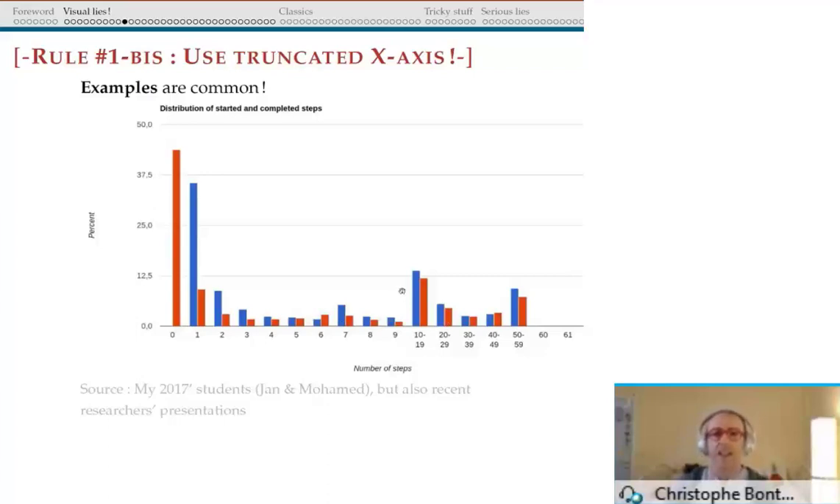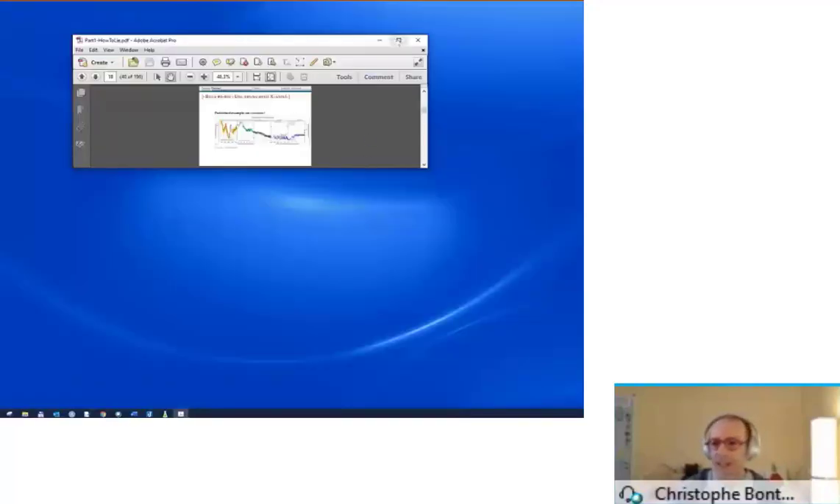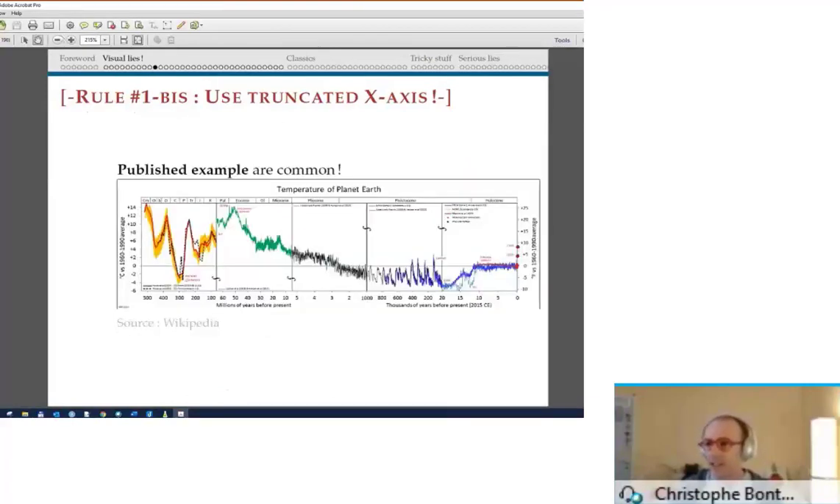There are some common examples, and it's good that Alberto Quero mentioned the Earth's temperature, and here is a graphic that is on Wikipedia. I will escape from the plain presentation to zoom a little bit on that, to highlight some elements here.